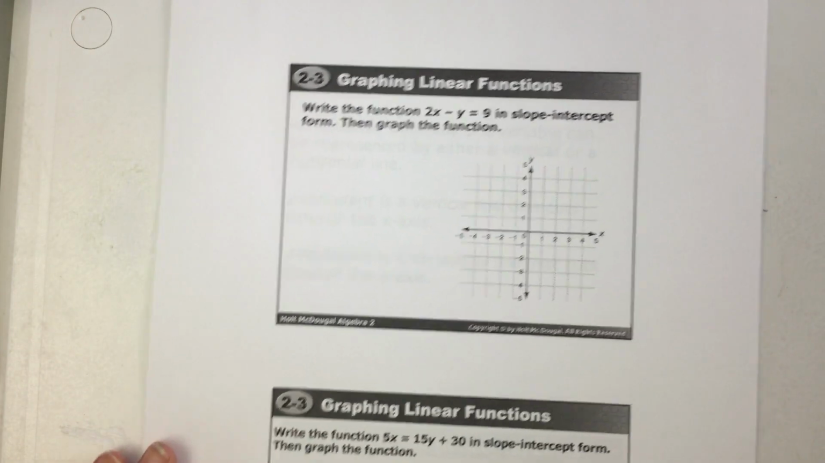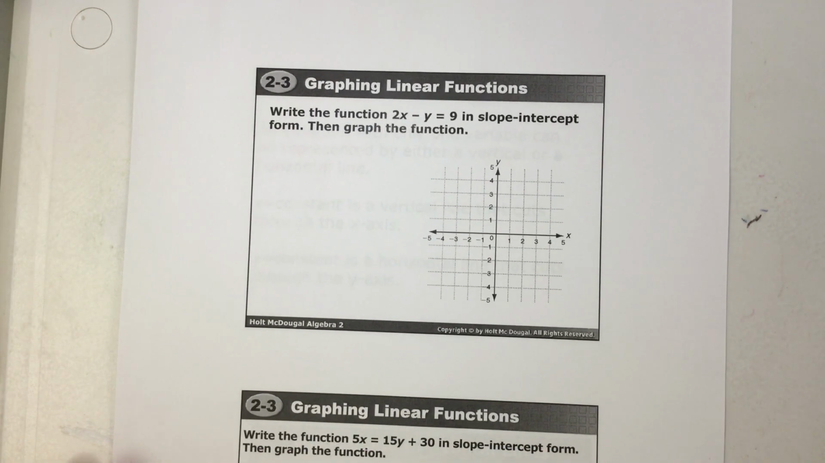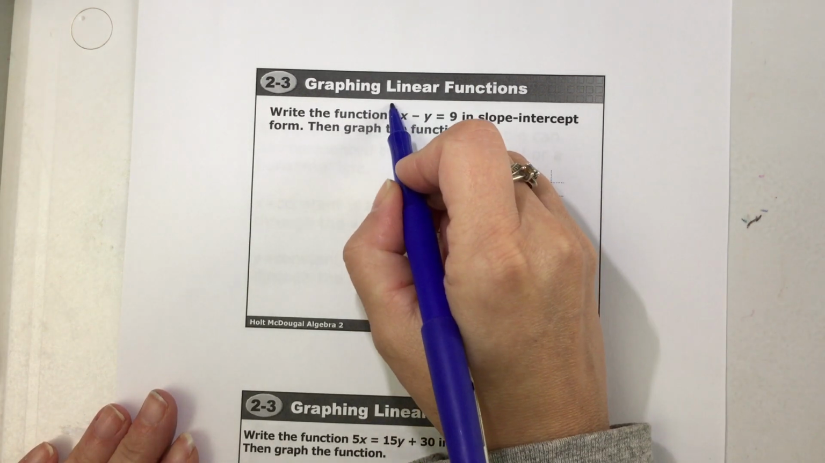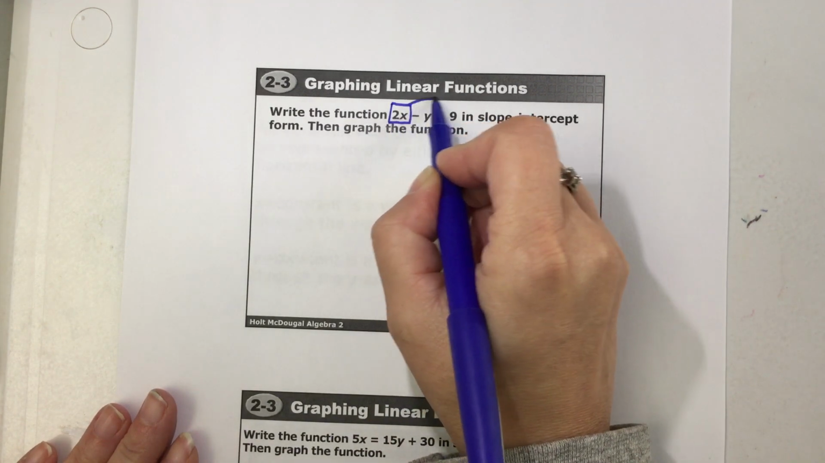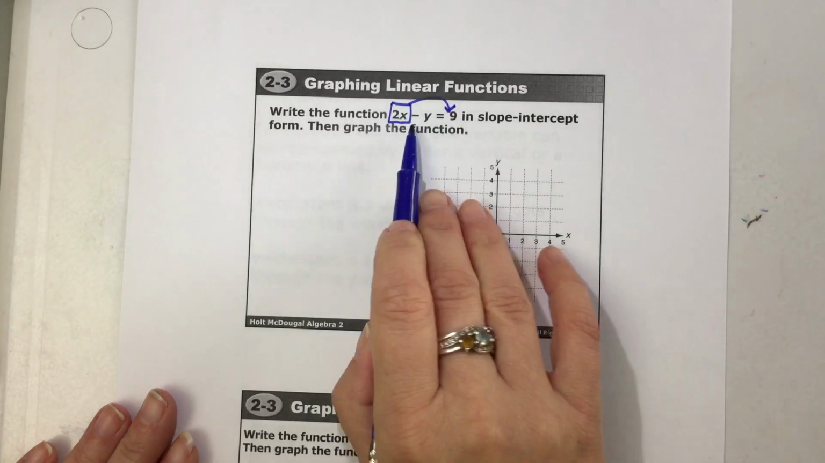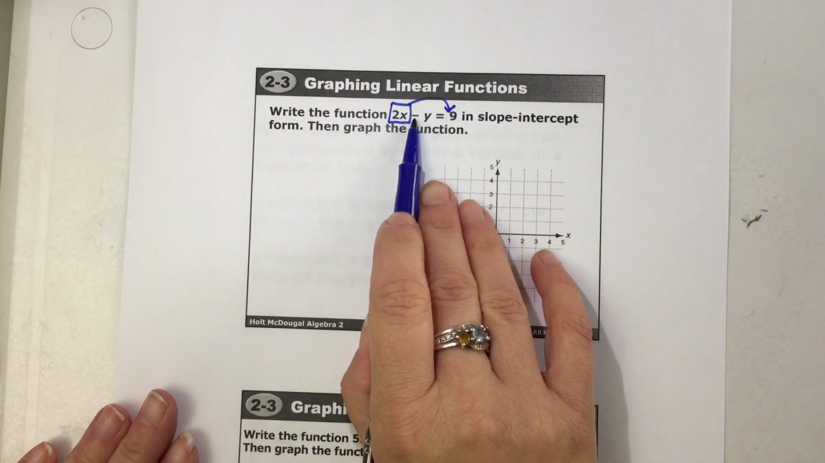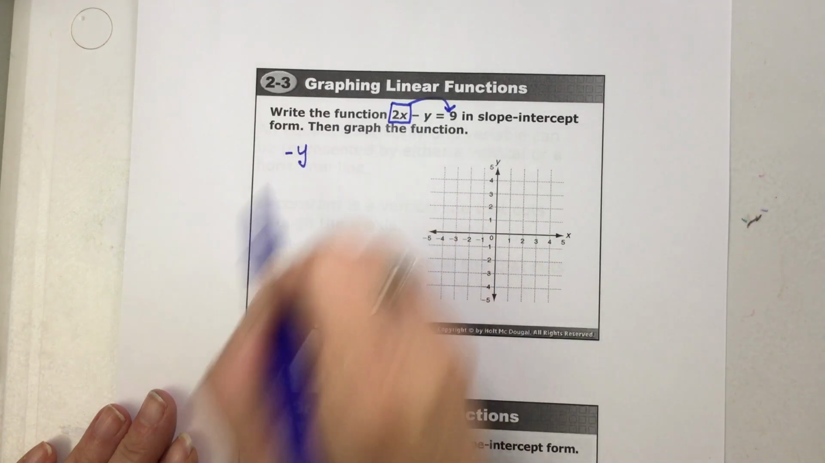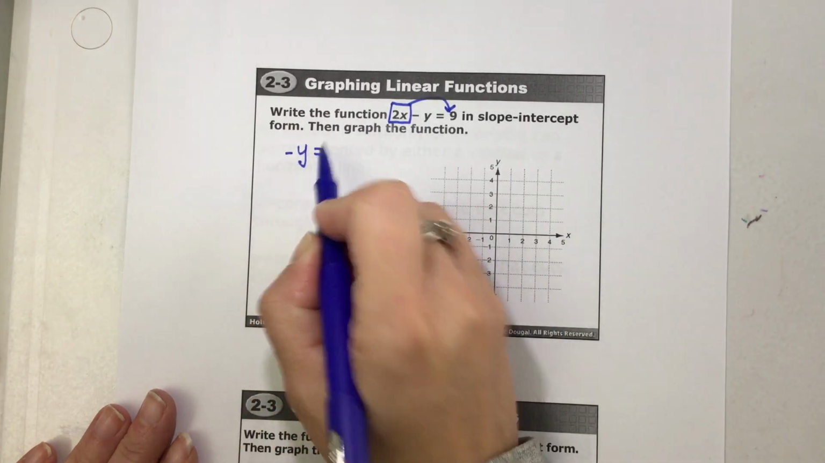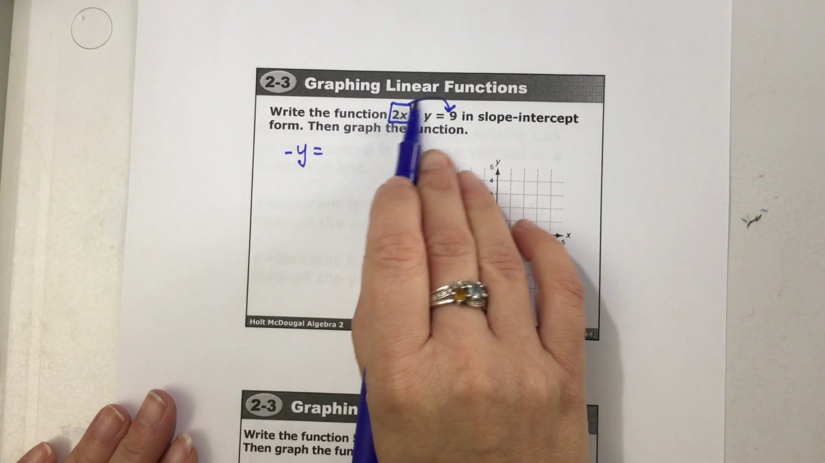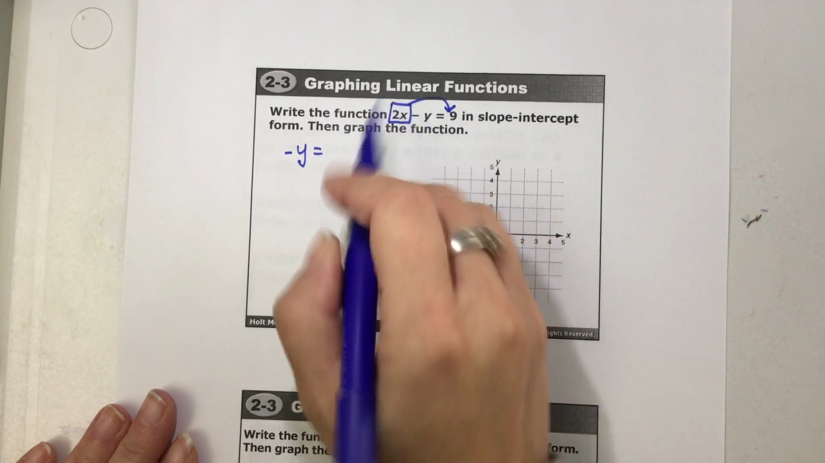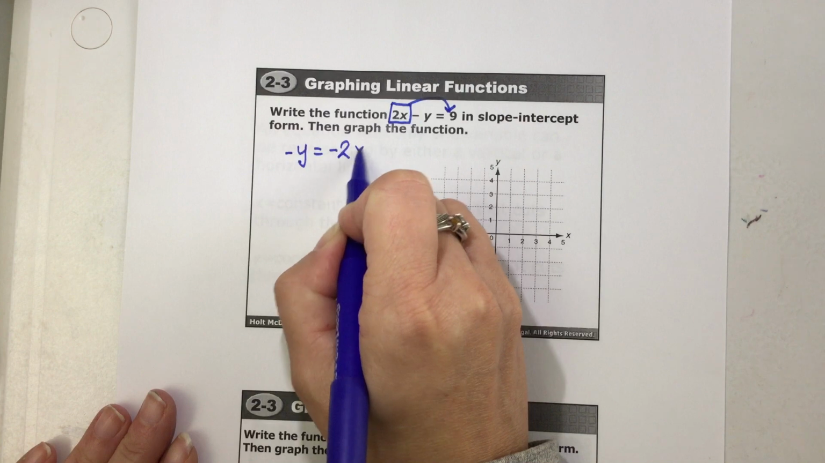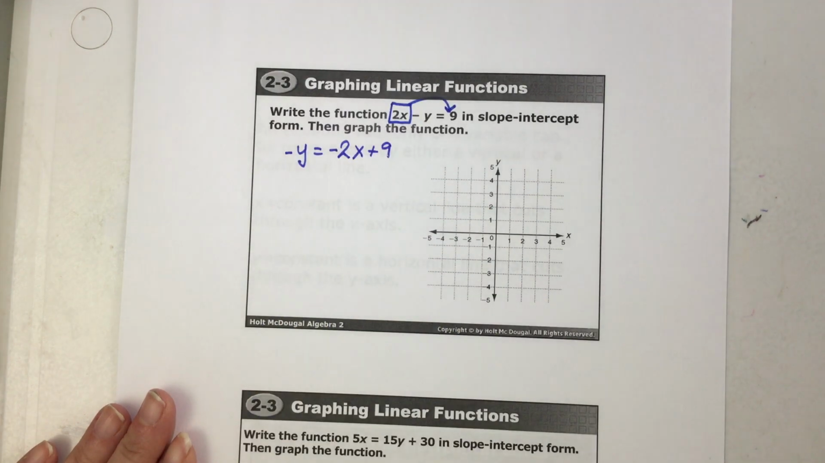Okay. Write this function in slope-intercept form. So what that means is we need y by itself. So I'm going to take this 2x and move it to the other side. Remember, if you have a minus or a negative sign, it's attached to what's behind it. So what I have remaining is a negative y equals, remember, the x term comes before the constant. So now this is a negative 2x, the 9 is positive.